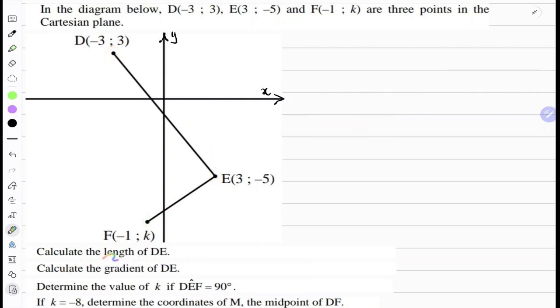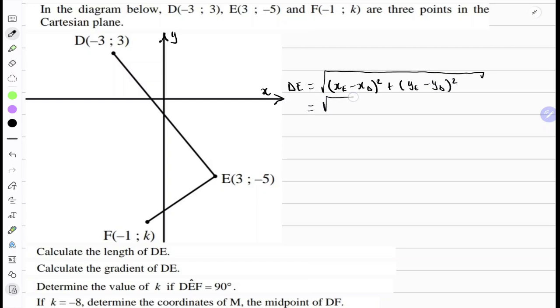So the first question says calculate the length of DE. So they want us to calculate the length of this line segment. So we need to apply the distance formula. So we can say distance DE is equal to the square root of (xe minus xd) to the whole squared plus (ye minus yd) to the whole squared.